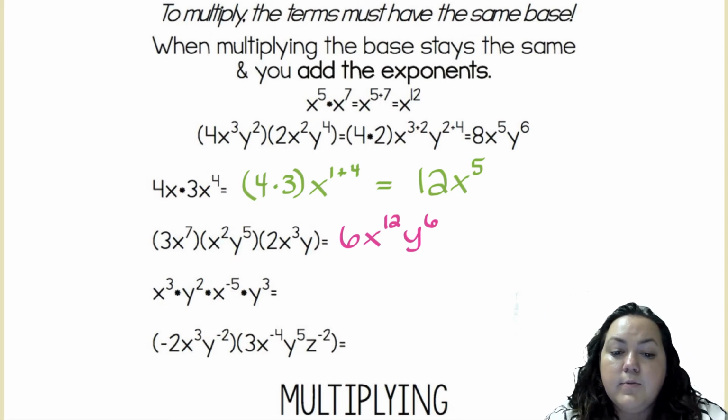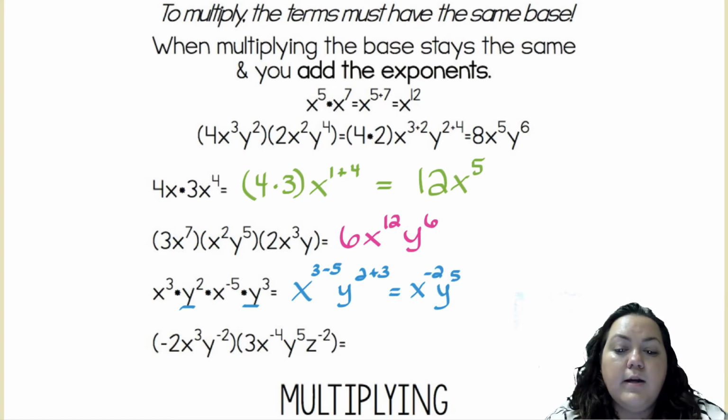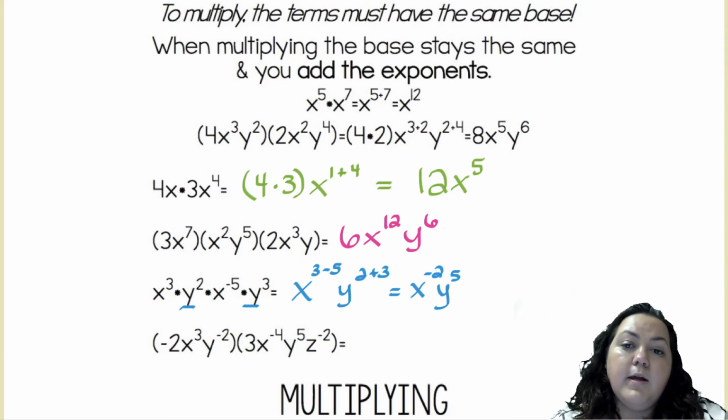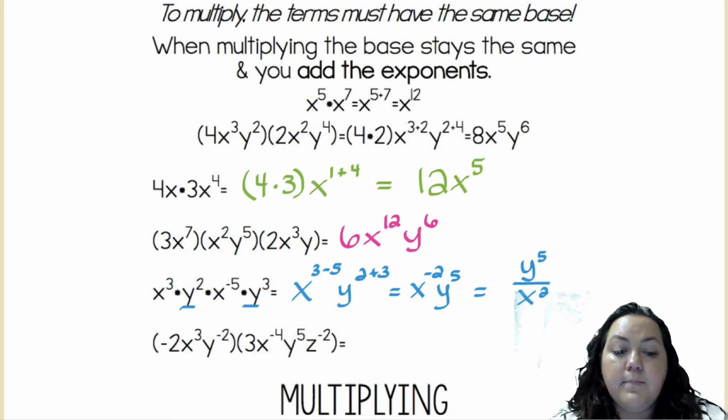All right, next one, I have x to the 3rd, y to the 2nd, times x to the negative 5th, y to the 3rd. So x, when I multiply, I add the exponent. So 3 plus negative 5 would give me negative 2. And y, 2 plus 3 would give me 5. So I have x to the negative 2, y to the 5th. I don't want to have negative exponents, so I'm going to take that x to the negative 2 and put it in the denominator to get rid of that negative. So I'm going to have y to the 5th over x to the 2nd.